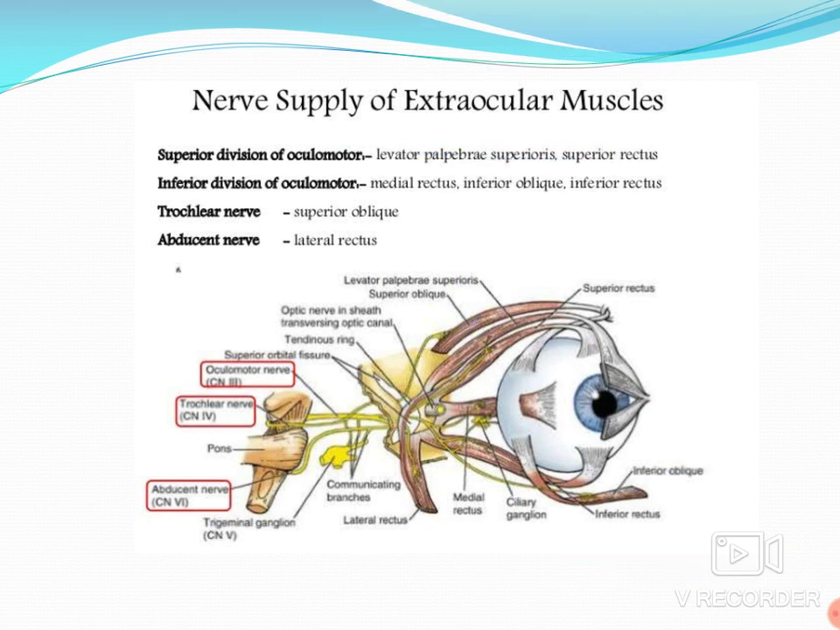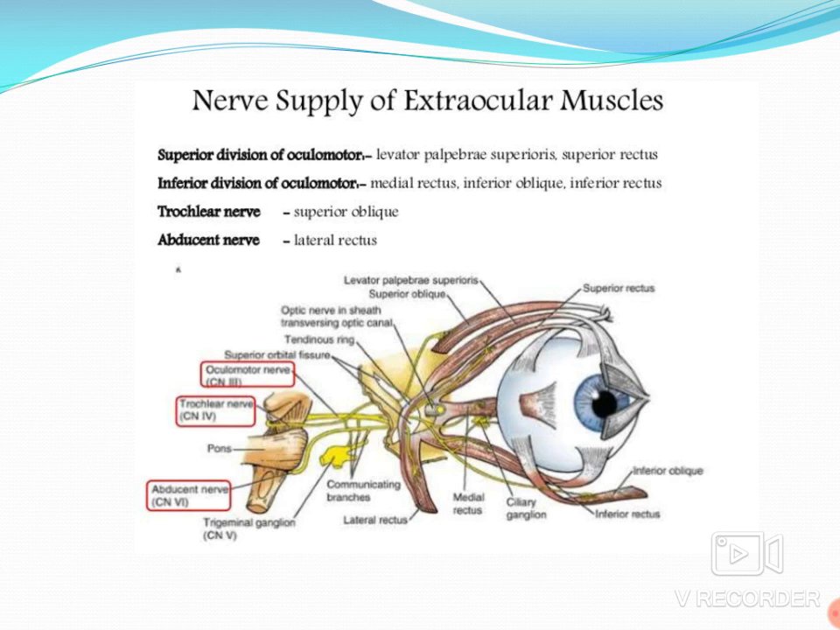Then here paralysis of individual muscles due to involvement of nerves results in strabismus or squint, which may result in diplopia or double vision. That means seeing 2 images of an object. Okay.